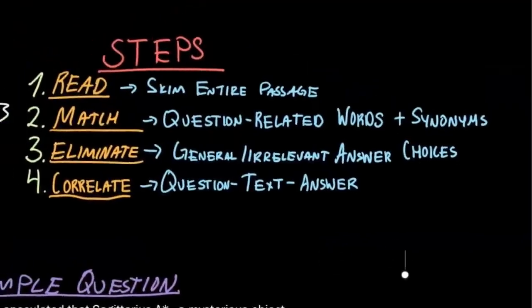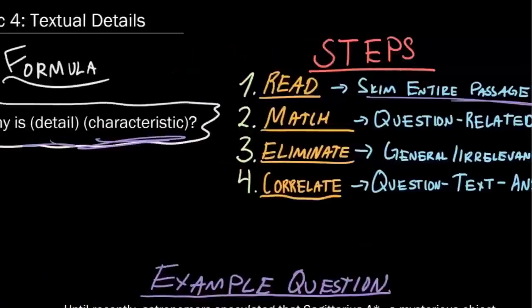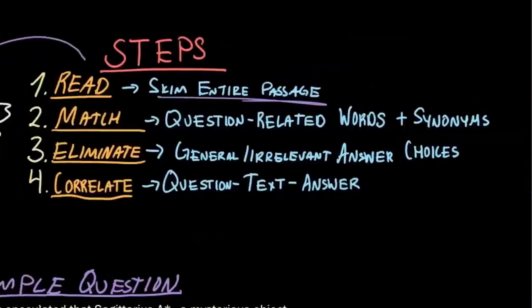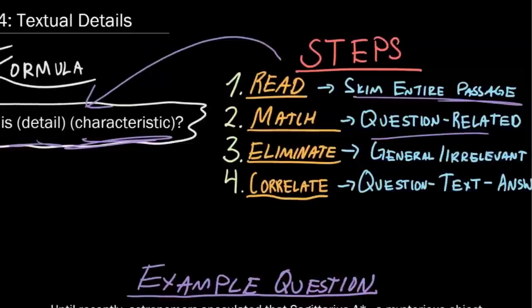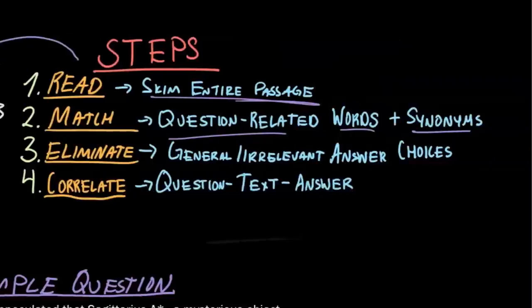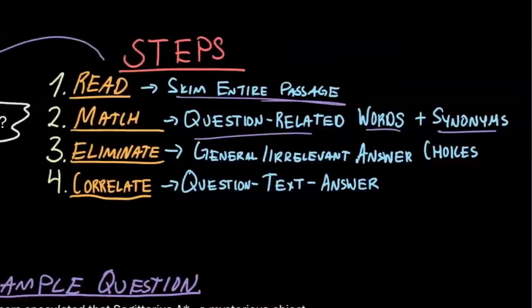Let's take a look at some steps on how we can solve these types of problems. First thing we want to do is skim the whole passage, especially the portions that may relate to the detail. Then we're going to match some question-related words and synonyms. So the question is going to have this detail, this characteristic, right? What are some synonyms of this characteristic that might pop up in the text? And then you want to match those, okay?